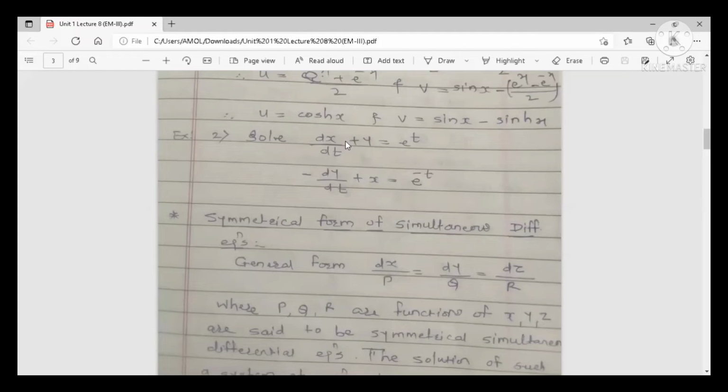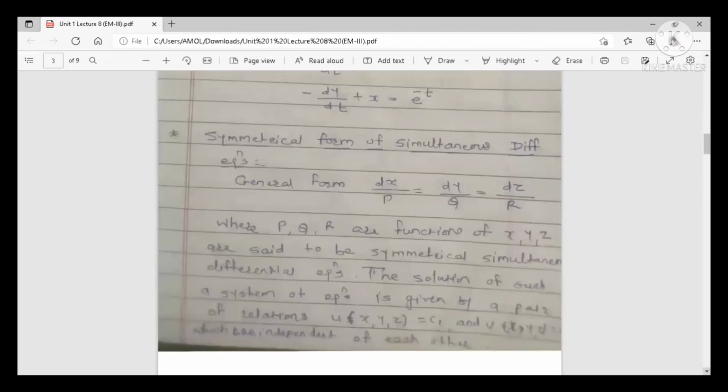So like that you solve this second simultaneous differential equation. Try yourself. Now next topic is symmetrical form of simultaneous differential equations. Now what is symmetrical form of simultaneous differential equation? The general form of symmetrical simultaneous differential equation.